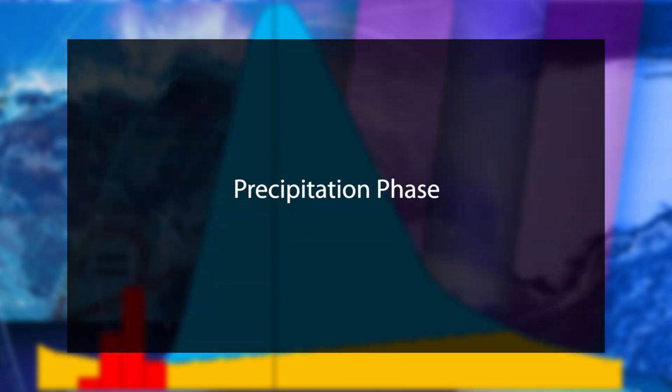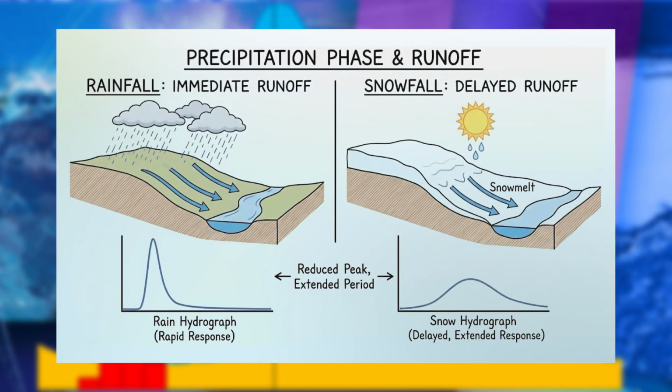If we just see the precipitation phases and their impacts, rainfall leads to immediate runoff, whereas snowfall contributes to delayed runoff due to a lag in snow melt. This delay modifies the hydrograph by reducing the peak and extending the runoff period.